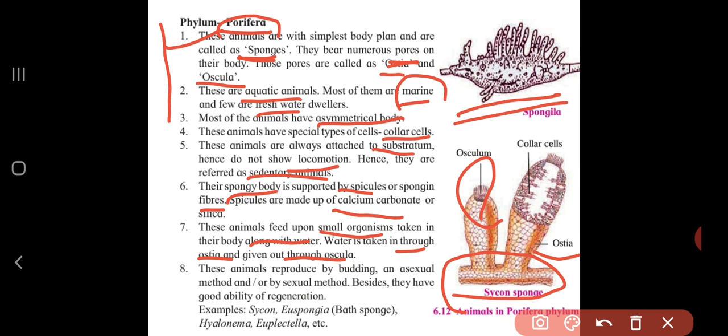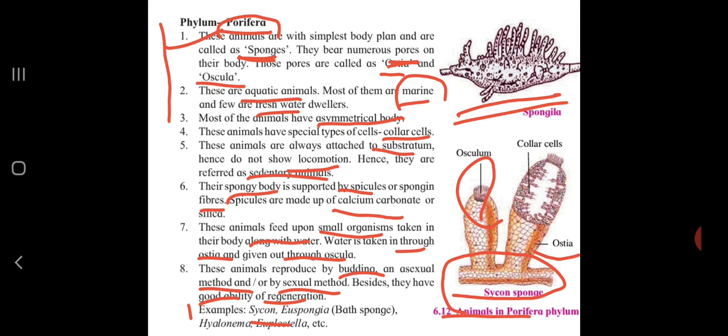These animals reproduce by budding, an asexual method, or by a sexual method. Besides this, they have a good ability of regeneration. Examples: Scypha, Euspongia, Hyalonema, Euplectella. You are supposed to remember the examples as well. These are animals in the phylum Porifera. This is how we are going to discuss each phylum in detail.